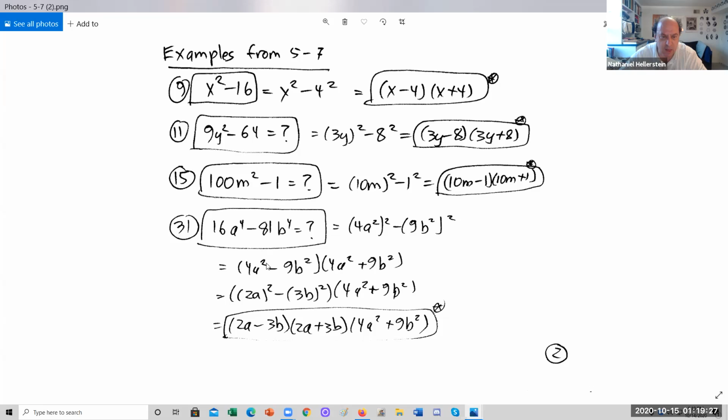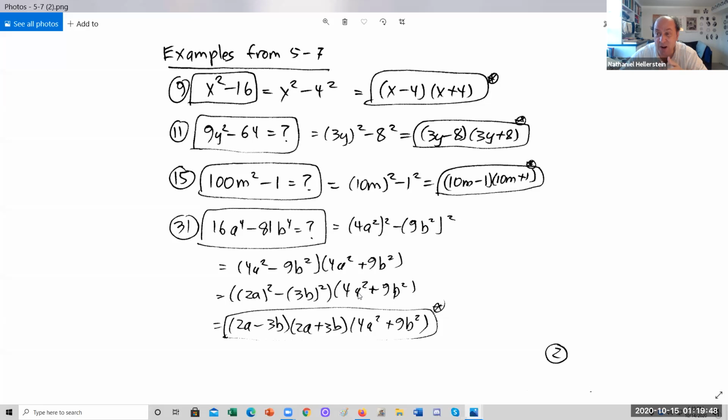Now these also are squares. 4a squared is the square of 2a, 9b squared is the square of 3b. The difference of these squares is 2a minus 3b times 2a plus 3b, and then times this 4a squared plus 9b squared.